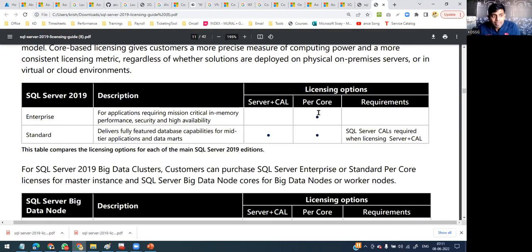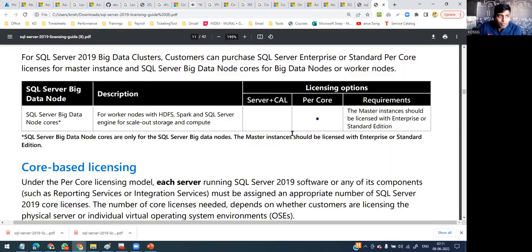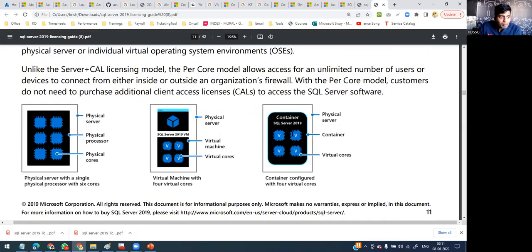Now second thing, sir: server plus CAL. I told you, for Enterprise Edition there is no server plus CAL. For Standard Edition, you have both. This also we discussed. Now your next question will be, what do you mean by CAL? You did not tell us the meaning of CAL. Okay, I did not tell you. If you can just come down, sir, this I'll explain.